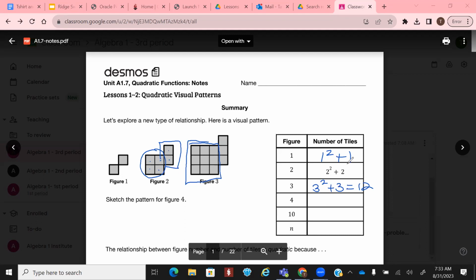Okay, do you notice a pattern? What's happening? Sean? 4. We're doing 4 squared plus 4. Because for each figure there's like several big squared twice and then it's added by several. Okay, so what would 10 be? Fantastic. Okay, so let's sketch that pattern.